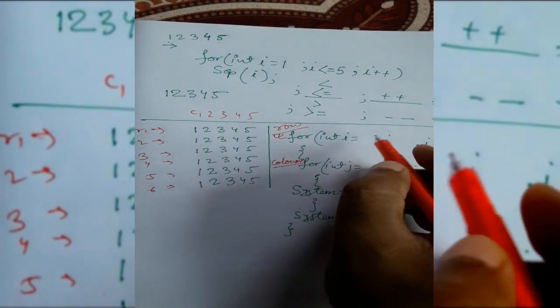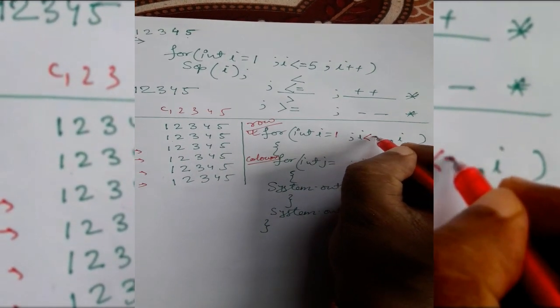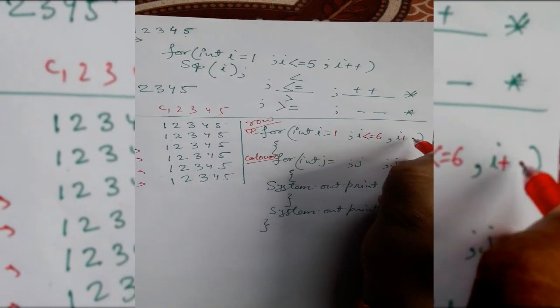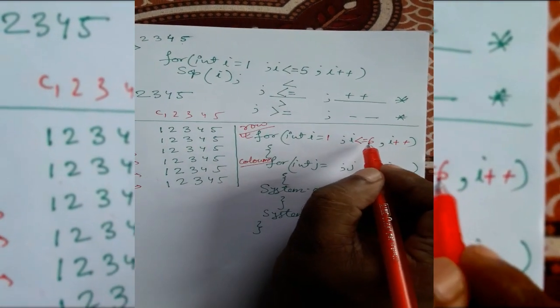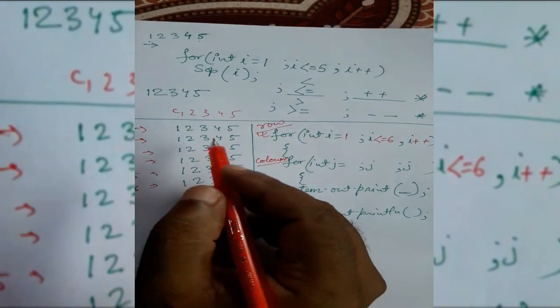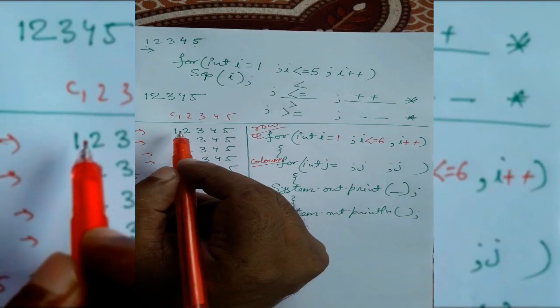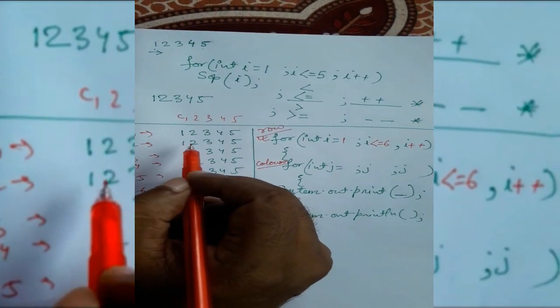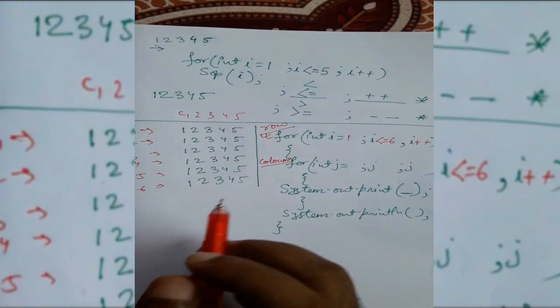So we will write starting 1 and less than equal to 6, then plus plus. We need 6 rows, so we will write i equals to 1, i less than equals to 6, i plus plus. Now we will do the column part. When the row number is 1, we are printing 1 2 3 4 5. Row is 2, we are printing 1 2 3 4 5. 3 also same, 4 also same, 5 also same, 6 also same.